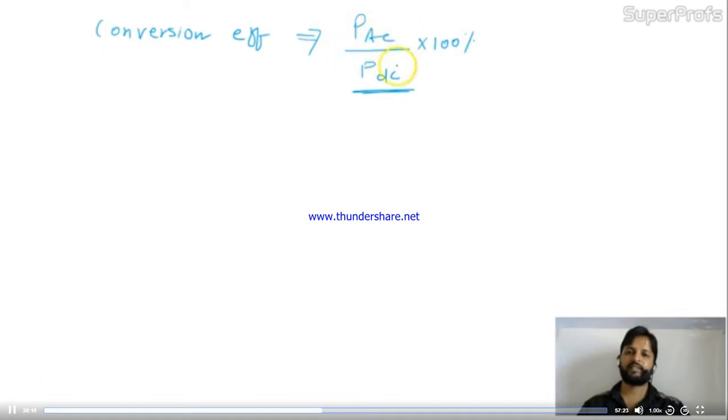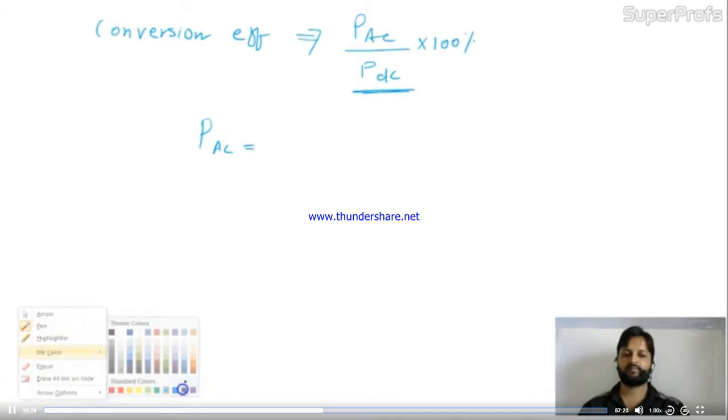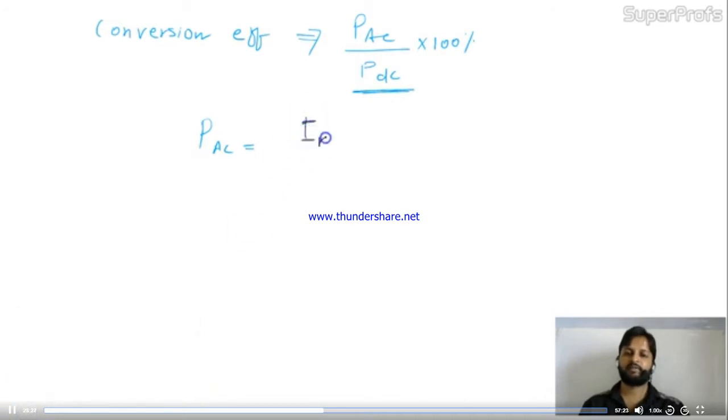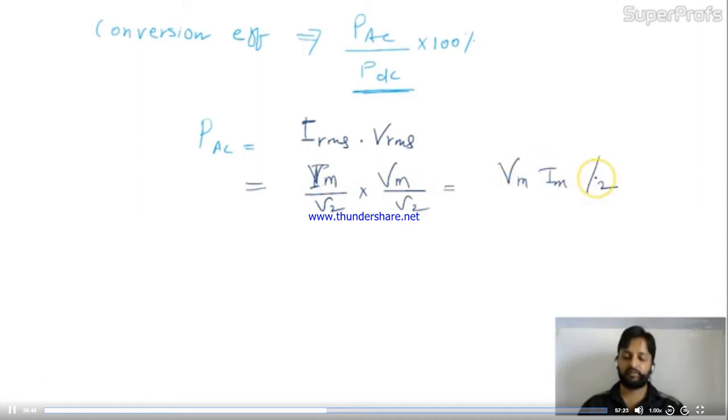Now we'll take the AC power, PAC. What is the PAC? Wait, let me change the color. PAC is nothing but IRMS into VRMS. Is it okay to you? Now, what is the IRMS? IRMS is nothing but Im by root 2. And VRMS is nothing but Vm by root 2. So finally you have VM IM by 2. Is it okay?